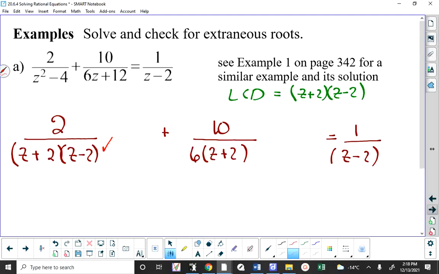The second denominator, the denominator of the middle rational expression in this equation, is 6 times Z plus 2, which means we need a factor of 6 in our common denominator and a factor of Z plus 2. Well, we already have a Z plus 2 up here, so we just need to include now a 6. And it doesn't matter where we write it. Now everything in the second denominator is inside of our common denominator. And the third denominator is Z minus 2, so we need a Z minus 2, but we already have a Z minus 2 because of the first denominator.